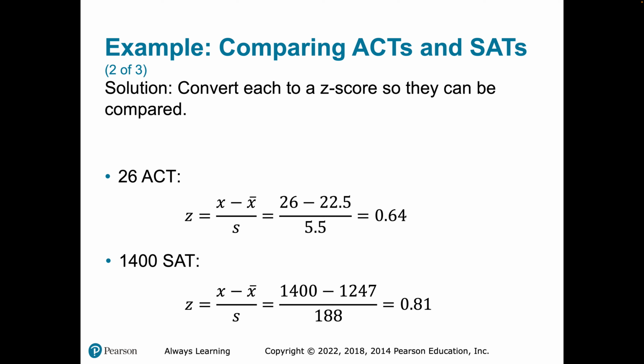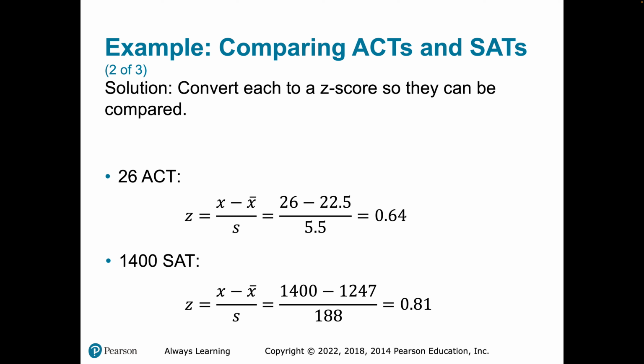So you can see the calculation I've done there for the 26 ACT. I put 26 in for X because that's the data value we want to calculate the z-score of. I put 22.5 in for the mean, and I put 5.5 in for the standard deviation. Rounding to two places, I get 0.64. The SAT of 1400, same logic. 1400 is my X. 1247 and 188 are the mean and standard deviation respectively.